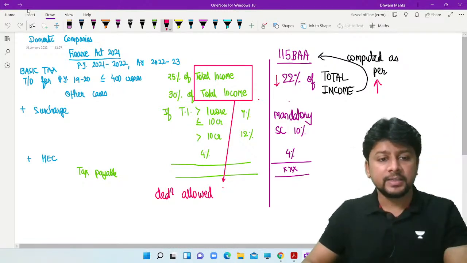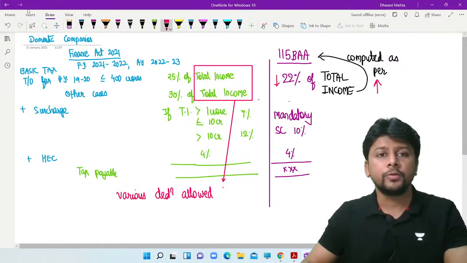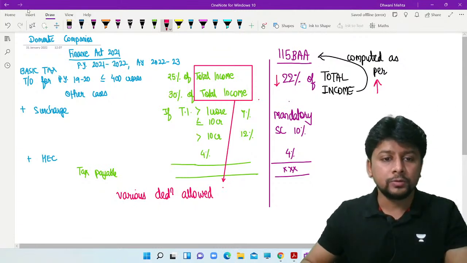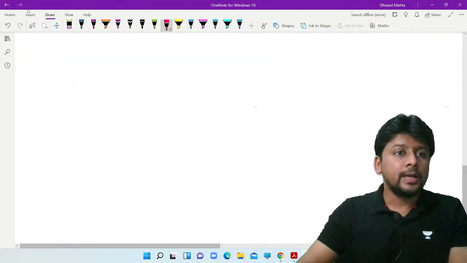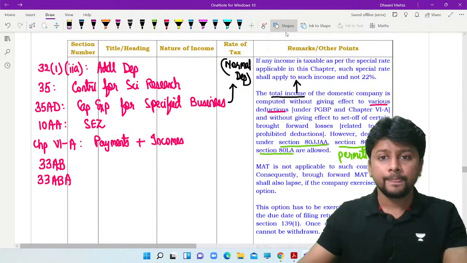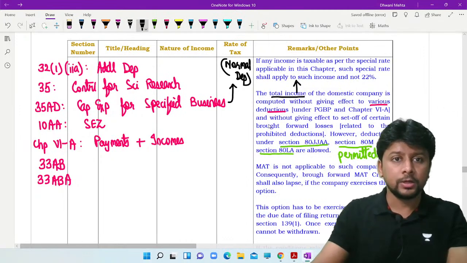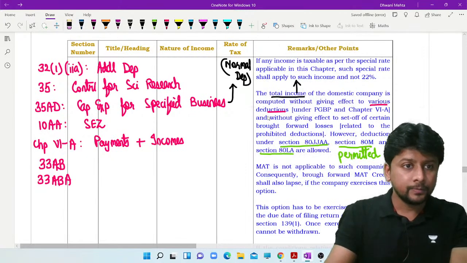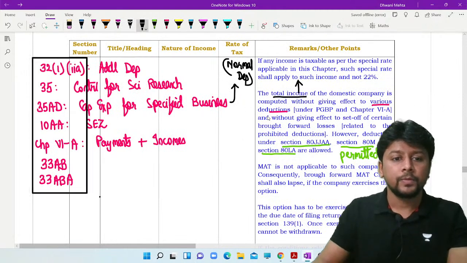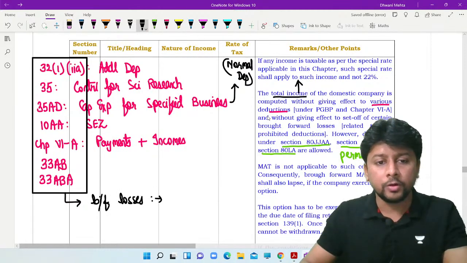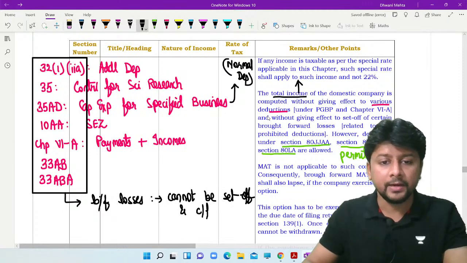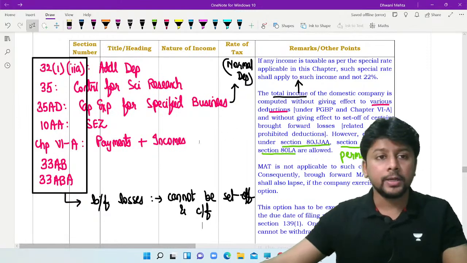If I pay tax according to Finance Act 2021, there are various deductions allowed. If I pay tax according to Finance Act 2021, the chapter of set off and carry forward of losses is also available to me. But if you are opting for 115BAA, then not only are these deductions not permitted, but relating to these deductions, if you have any brought forward losses, then those brought forward losses cannot be set off and cannot be carried forward the moment I pay tax according to this section.